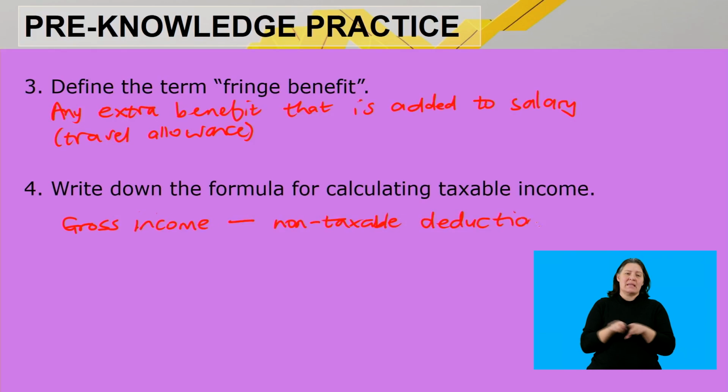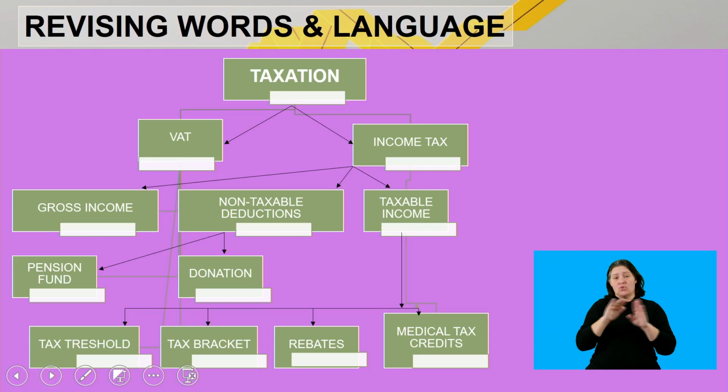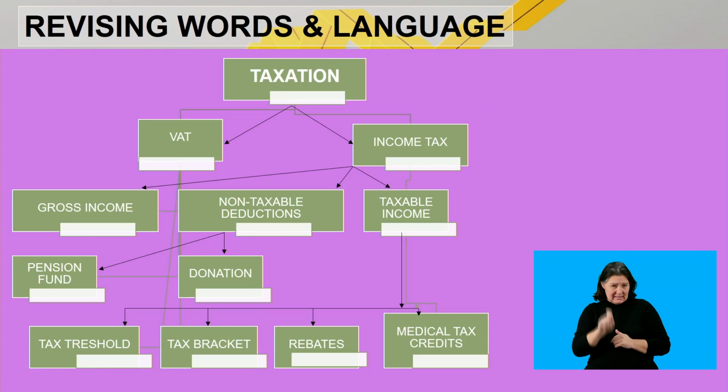Like, for example, a donation or pension fund. So gross income minus your non-taxable deductions. Now let's look at what else is important. So here I basically have an outlay of what the topic of taxation is all about.